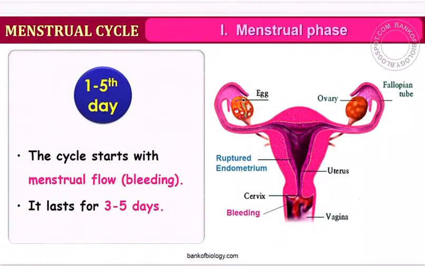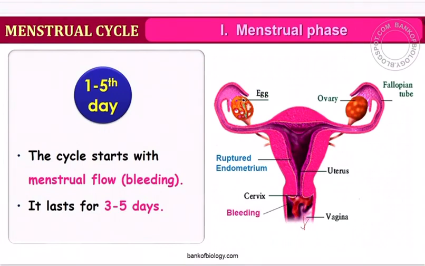So this is the period, from the 15th to 28th day, where a lot of hormonal secretions will take place. So 1st to 5th day, the cycle starts with menstrual flow, that's bleeding. There will be rupture of the endometrial wall. Once the endometrium gets ruptured, the interlinking arteries and veins, arterioles and venules, will be broken, so there will be a lot of blood coming out.